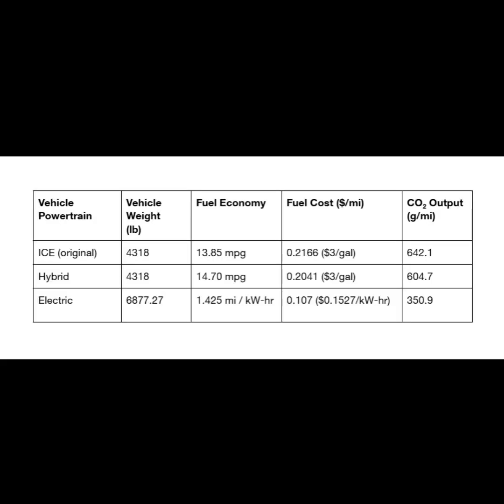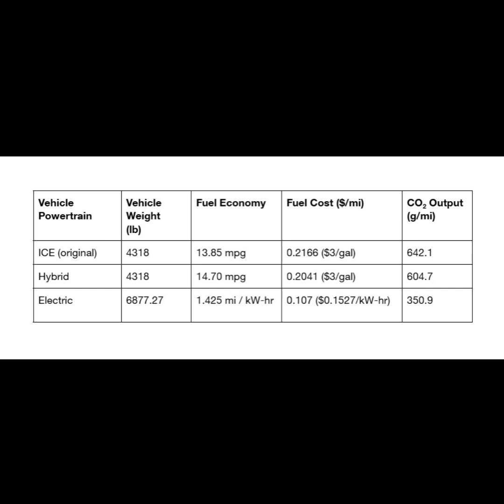Now let's compare the three versions of my truck: the original ICE powertrain, the hybrid powertrain, and the electric powertrain versions. In the weight class, the ICE and hybrid weights remain the same at 4,318 pounds. However, the electric version weighs a whopping 6,877 pounds. For fuel economy, the hybrid version of my truck only beats out the ICE version by a measly 0.85 miles per gallon. That's pretty disappointing. Obviously, the electric fuel economy is pretty hard to understand, but we can get a better grasp on that if we take a look at the fuel cost in dollars per mile.